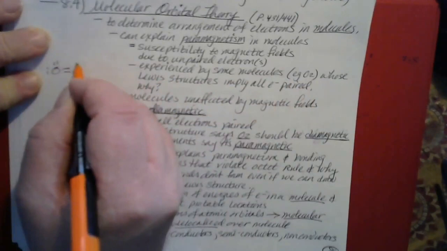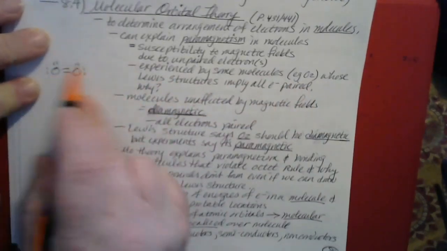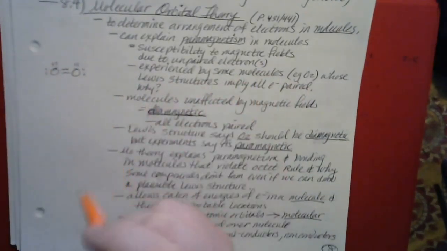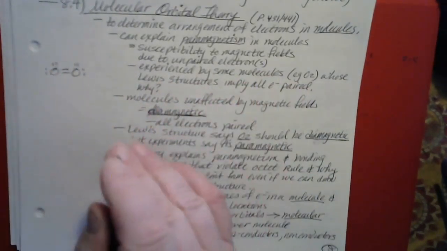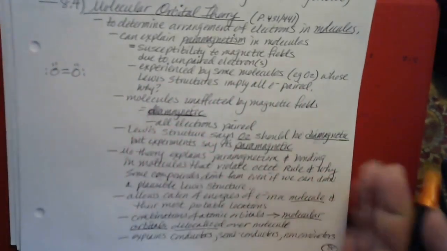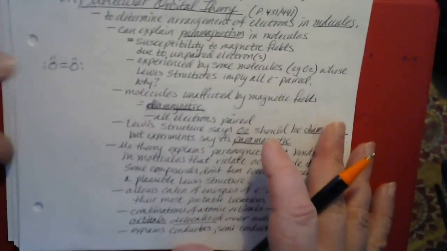Okay, an example would be O2. If you draw the Lewis structure for O2, you get this, and it looks like all of the electrons in that structure are paired. Well, one of the reasons they're all paired is because one of the rules for doing Lewis structures is make sure the electrons are all paired. And so, yeah, of course, it looks like they're all paired, but in reality, they're not.